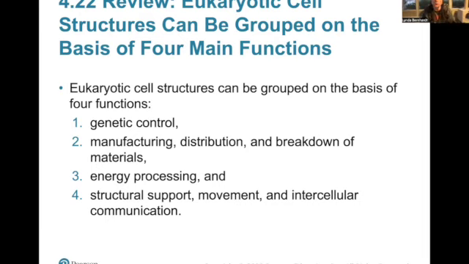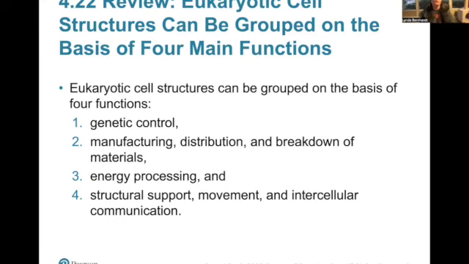These can be grouped based on the functions. Is it genetic control? Does it manufacture, distribute, or break down material? Is it energy processing, or is it structural support? So number one, genetic control, that's going to be your nucleus. Number two, the manufacturing and distribution, that is the endoplasmic reticulum, the endomembrane system, the smooth and rough ER, and the Golgi apparatus.